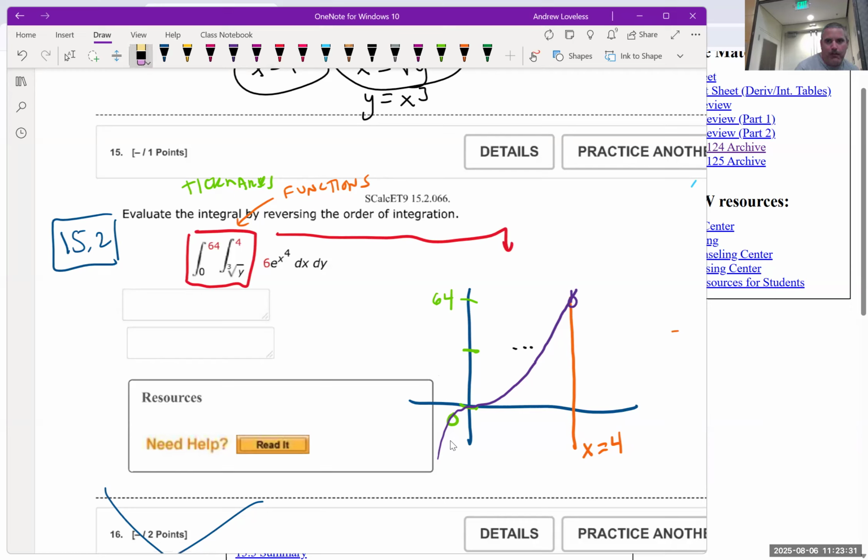What do I mean by that? So now we're going to switch gears and say, what if I labeled this in terms of x? I'm going to ask, what is the biggest and smallest x can be? That's going to be 0 to 4. And then based off of x, what's the biggest and smallest y can be? So I need these bounds.